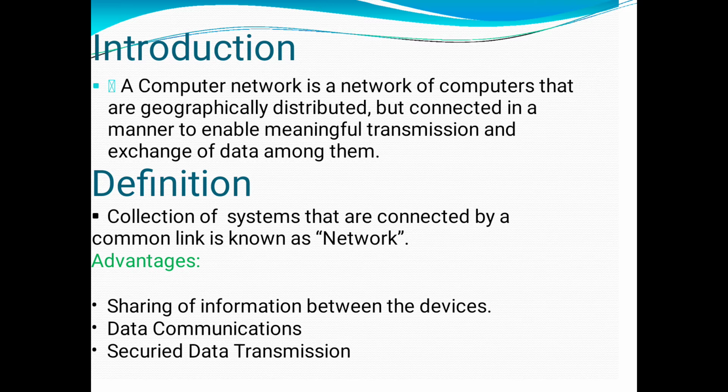For example, if I want to transmit a message to my friend who is residing in the US or anywhere in the world, I can transmit the message only through networking systems. The second one is data communication. The main advantage of using a network is to provide data communication, and whenever we provide data communication, the data should be transmitted in a secured fashion. So the third one is secure data transmission. These are the various advantages of using computer networks.